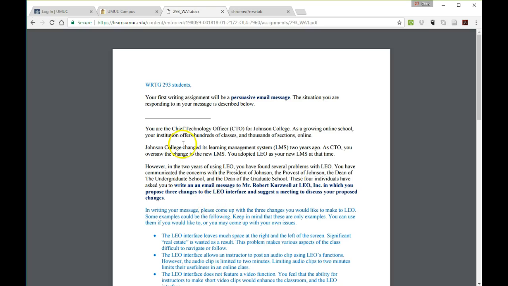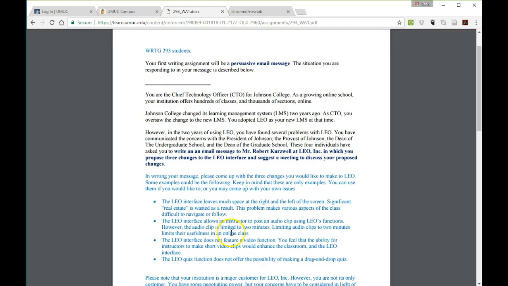Basically, for this one, you'll be doing a persuasive email message, and you want to contact Johnson College. This refers back to a discussion in the first week, and you're the chief technology officer for Johnson College, so that's how you should address yourself. Your college has been using Leo for 2 years now, and you've discussed some concerns and problems with the system that have come up. You can use the ones that you talked about in your discussion of week 1. It also gives you some examples down here.